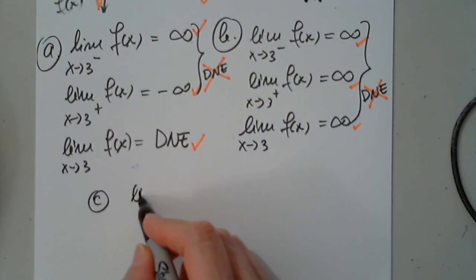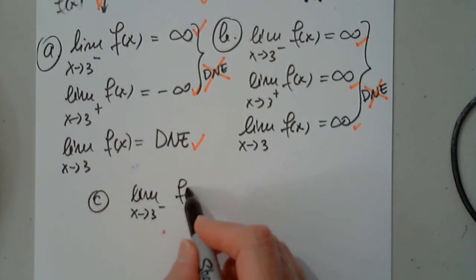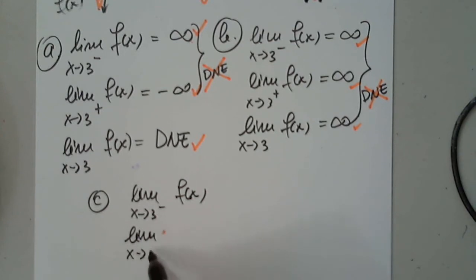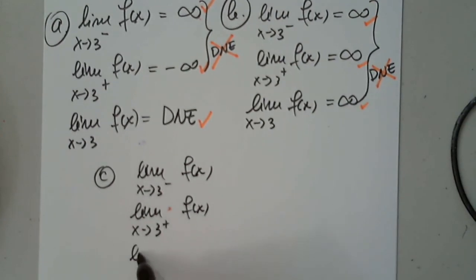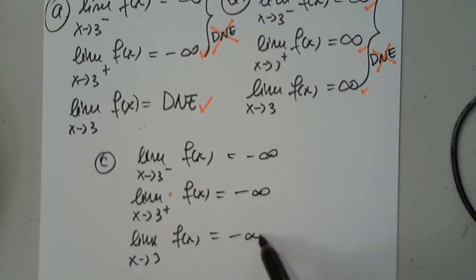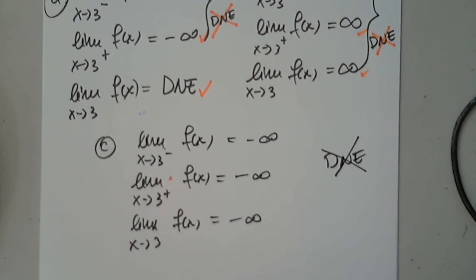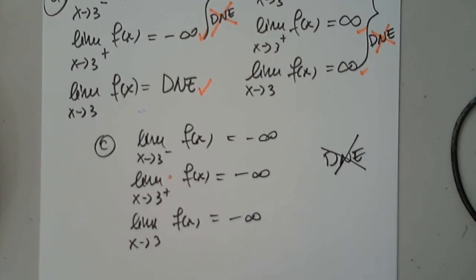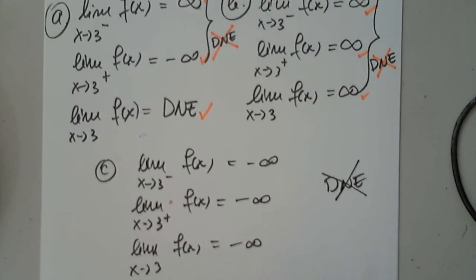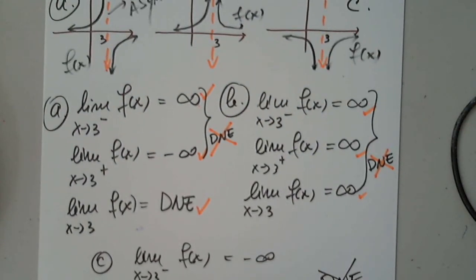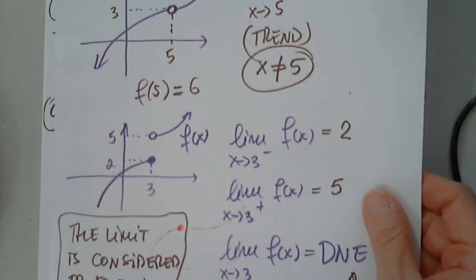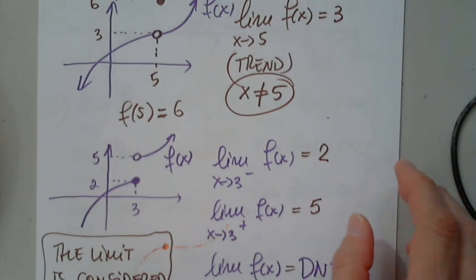The limit as x approaches 3 from the left, the limit as x approaches 3 from the right, and the limit from either side. All negative infinity. Negative infinity for all of them, but you know they're basically DNE, but I cannot write DNE. Why is it that in example A, the limit as x approaches 3 is DNE, but in the B and C examples, it's not? Perfect, because it's not approaching, it's just 3.